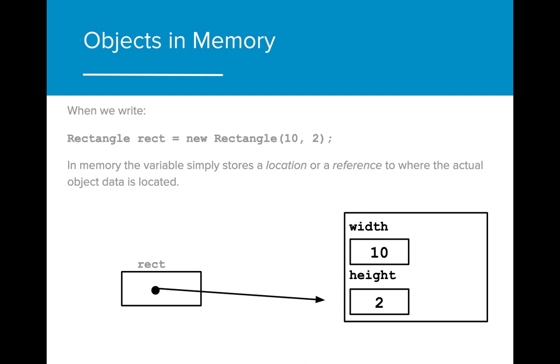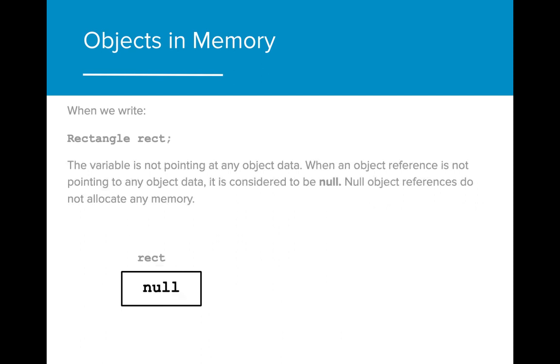When we instantiate objects, we are creating a reference to where the actual object data is located. Rect points to where the values of width and height, which are stored in primitive variable types, exist in memory. But when an object has not been instantiated, it isn't pointing to any particular object data. When that happens, the object, in this case rect, is considered to be a null object. Null is a keyword value that indicates that a reference object does not point to any data. This can be used to help find errors in code and to indicate that an object isn't being referenced appropriately.